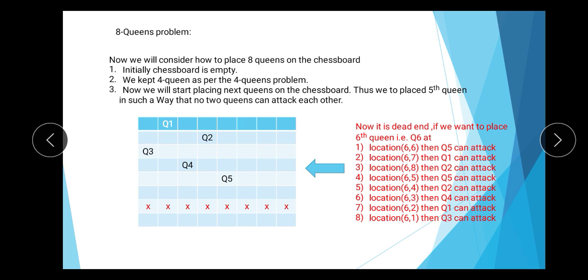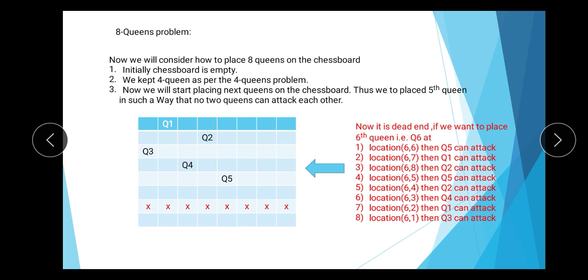Similarly, now we move further to how to solve the 8 queens problem. There is always a question of how to solve the 8 queens problem. For solving the 8 queens problem, we consider an 8 by 8 chessboard to place our queens. Initially, the chessboard is empty. There is no queen placed till now. Now we keep 4 queens as per the 4 queens problem. We solved the 4 queens problem and we placed all these 4 queens as per the 4 by 4 chessboard, which is the safe position for all these 4 queens.